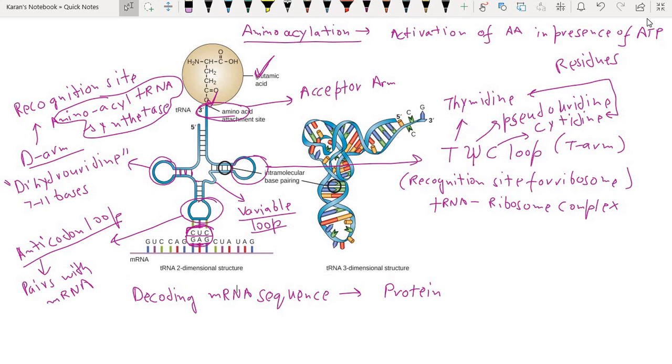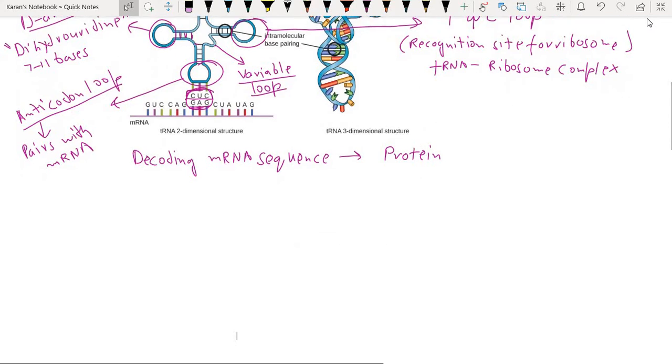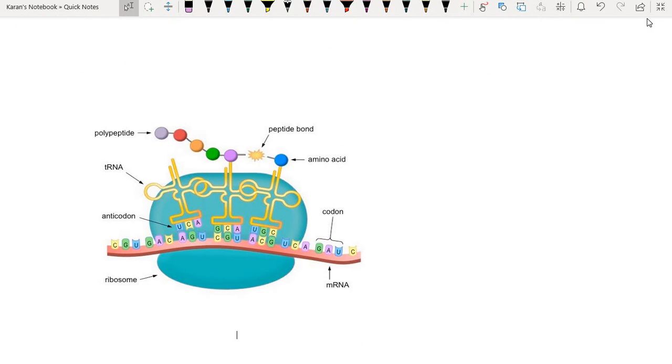Now moving ahead, here we can see the structure of a ribosome. You can see the larger subunit of the ribosome here and the small subunit. So when this small subunit encounters the mRNA, you can see the mRNA, right? When it encounters the mRNA, the tRNA having a particular anticodon will come to read this code which is present on the mRNA.